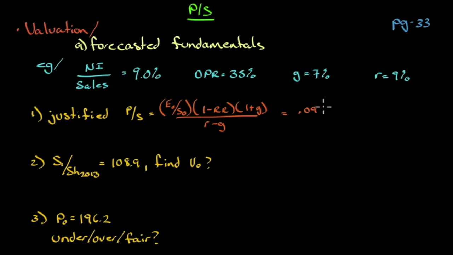Equals 0.09 times 1 minus our retention rate. That is the dividend payout rate, and we're given a dividend payout rate, so we'll just put 0.35 in. And our 1 plus G is 1.07. Divided by R, 0.09 minus 0.07, will give us 1.7. So here's what this is saying, because we want to interpret stuff we calculate, right? We're saying if we observe a company with these fundamental characteristics, the efficient price, the justified price to sales ratio based on this is 1.7.